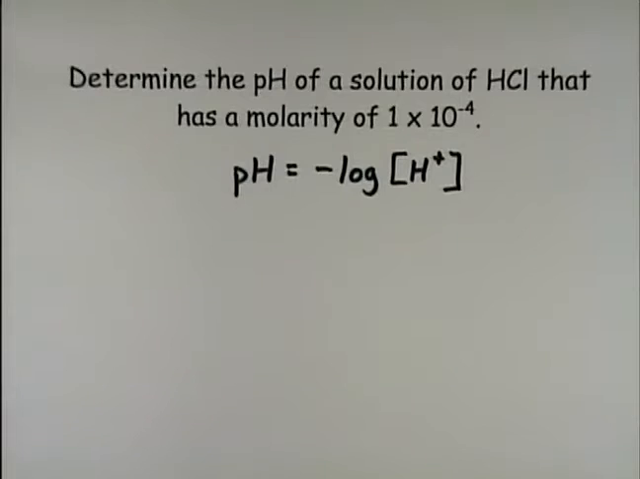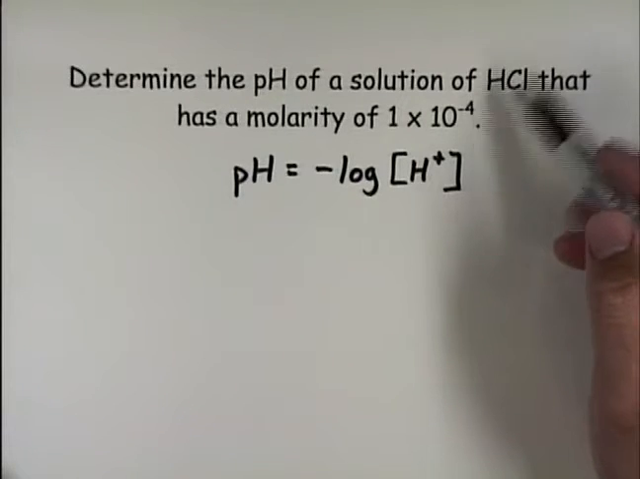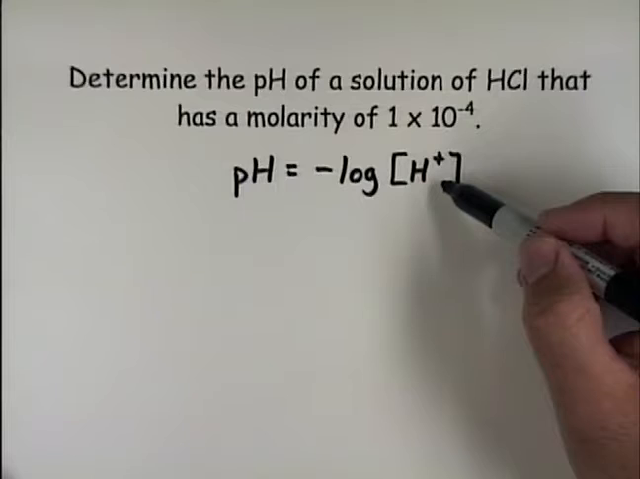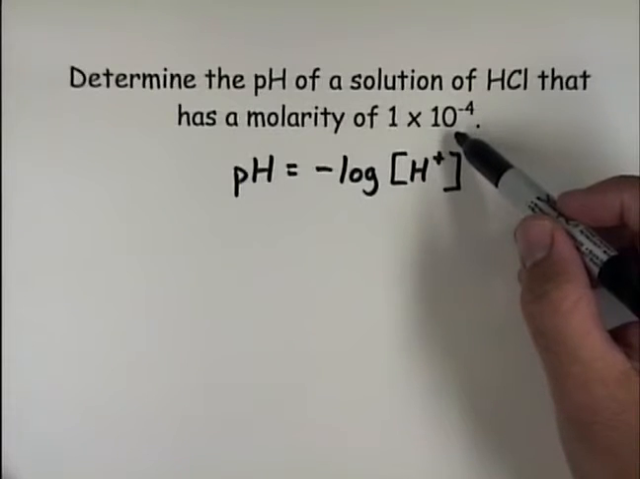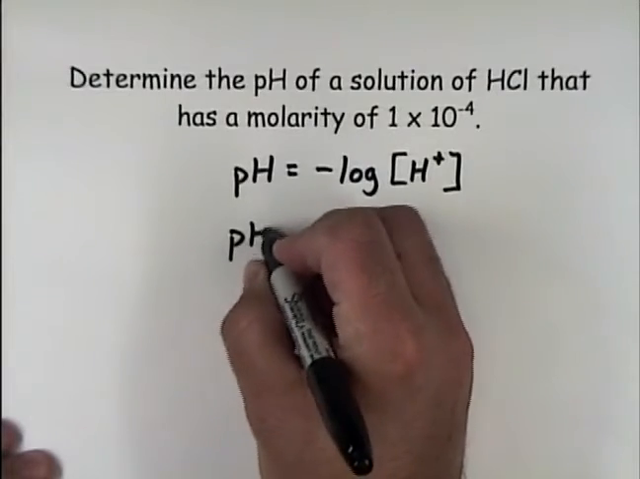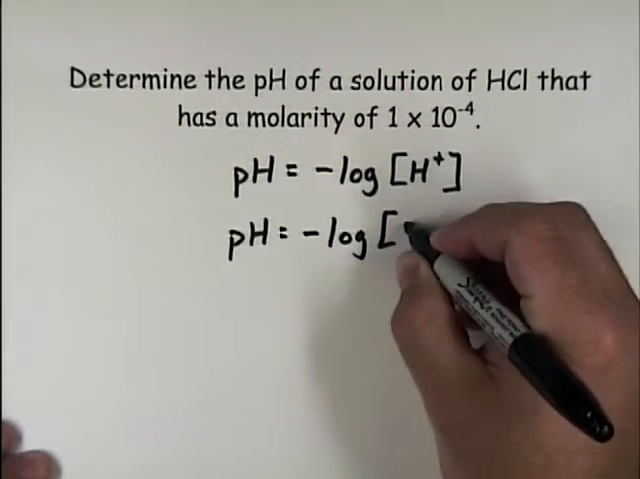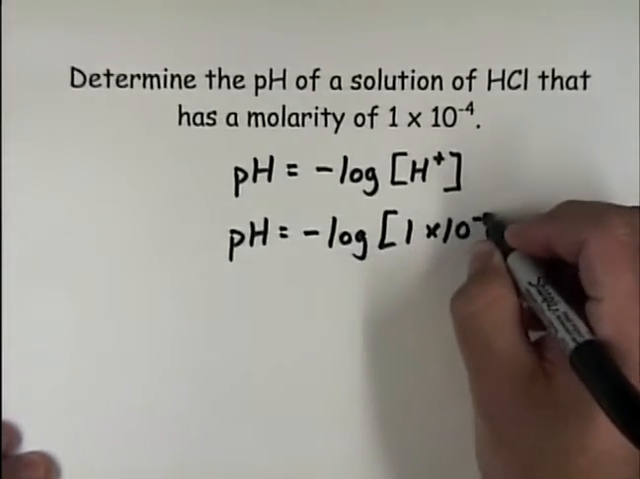Let's give that a try. Determine the pH of a solution of HCl that has a molarity of 1 times 10 to the negative 4th power. Well, since there is one hydrogen ion in every formula unit of HCl, the concentration of hydrogen ions is the same as the concentration of the solution. So we plug into our formula, pH equals the negative log of 1 times 10 to the negative 4th.